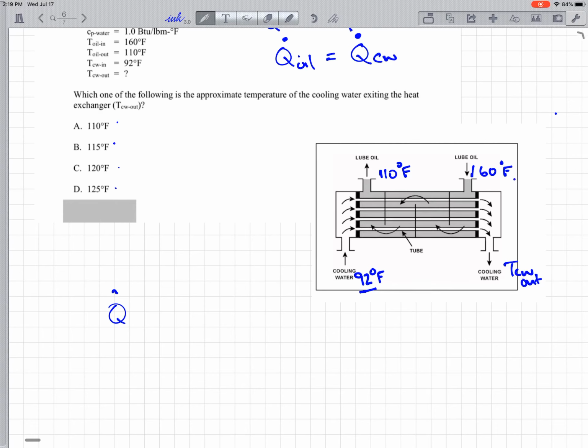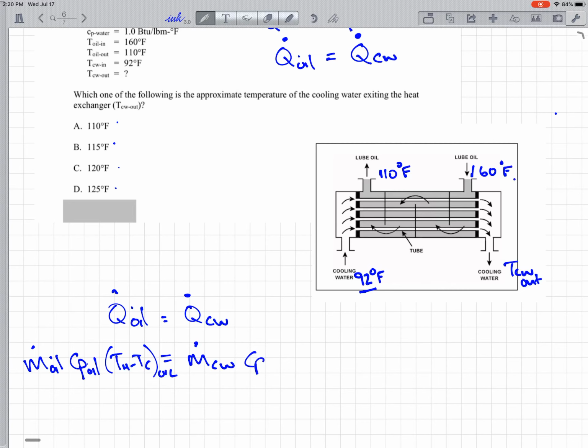Q dot oil equals Q dot circ water. Or mass flow rate, oil, C sub P, oil, times T hot minus T cold, oil. That's going to be equal to mass flow rate of cooling water, C sub P of the cooling water, and then T hot minus T cold of the cooling water.